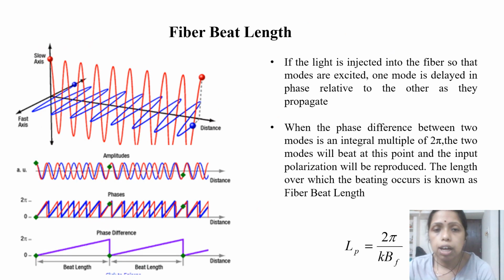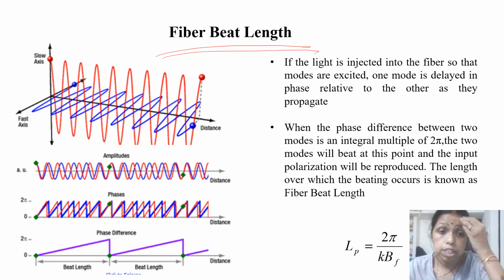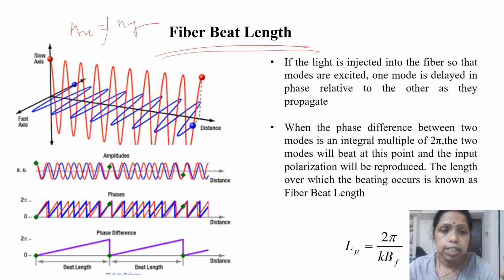Next is the fiber beat length, which is related to the birefringence concept only. Here you can see the slow axis and fast axis. Normally if nx is equal to ny, then both waves should be the same. But in the case of anisotropic media, as I said, nx is not equal to ny. You can see that the vertical polarization wave and the horizontal polarization wave have different phase velocities.